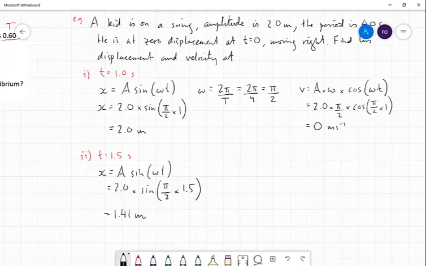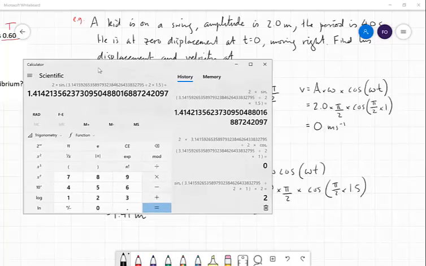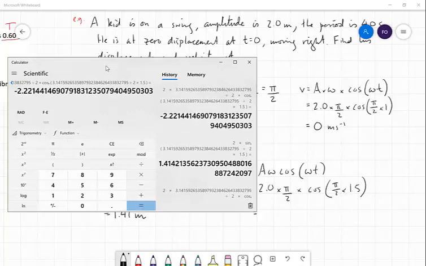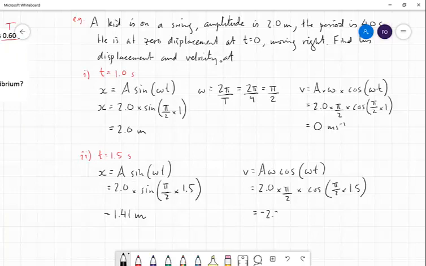Okay, and for the speed, we have v equals a omega cosine of omega t, which in this case is 2.0 times pi over 2 times cosine of pi over 2 times 1.5, which gives us 2.0 times pi divided by 2 times pi divided by 2 times 1.5, and then we'll take the cosine of that, and we get that the speed is negative 2.22 meters per second.